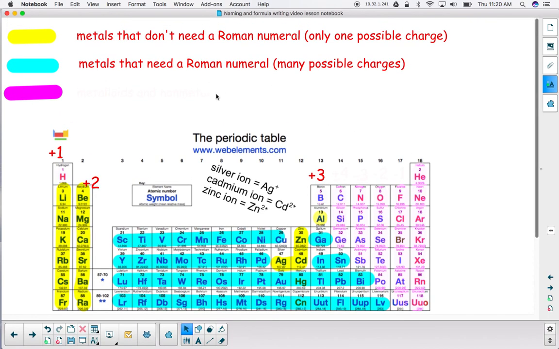The last category of elements we're going to color is the collection of metalloids and nonmetals. The metalloids and nonmetals are everything that we haven't colored yet, and that would include hydrogen, as well as all the elements over here on this side of the periodic table.